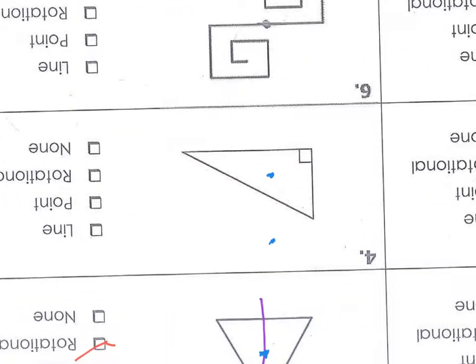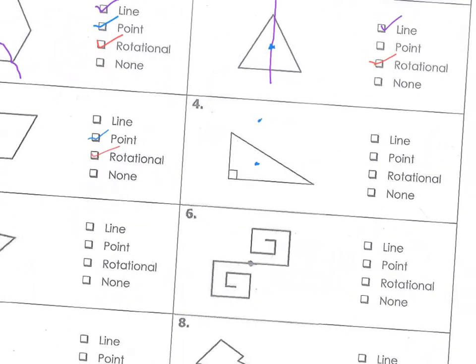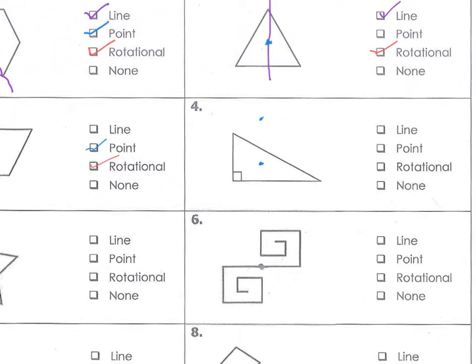Does that look the same? Definitely not. Let's keep rotating it until it looks the same. Tell me when. Oh, right there. So it took 360 degrees for it to map onto itself. Is it rotationally symmetrical? No. So this one has no symmetry at all.